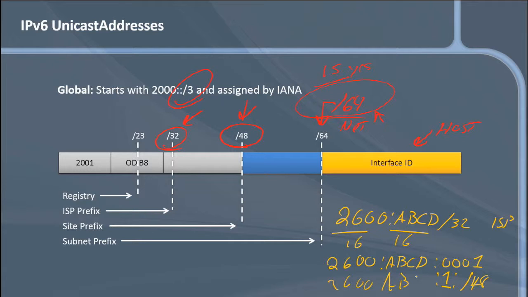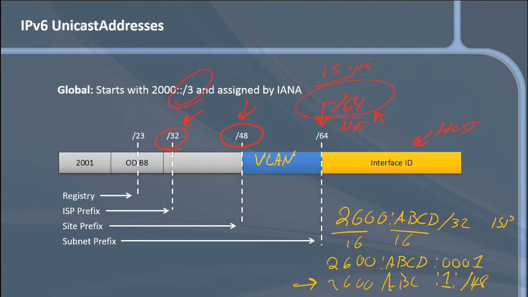How are we doing so far? Your entire site would be 2600 ABCD 1. This would be the 48-bit prefix for your entire organization. And then every subnet that you create from here out would just have that 4th block populated. So right here, this is where I tend to put the VLAN.